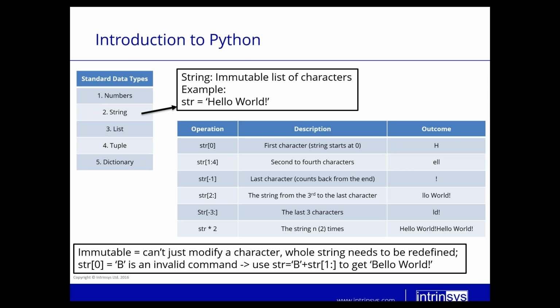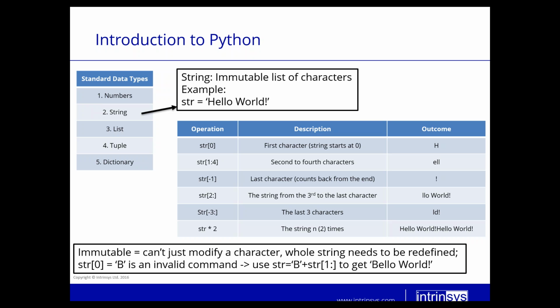Now, the second data type, probably a bit more complicated, is a string. So string is basically, you can think about it as a list of characters, but it is immutable. Immutable means you cannot change parts of this string. What you can do is create a new string from the parts of your previous.